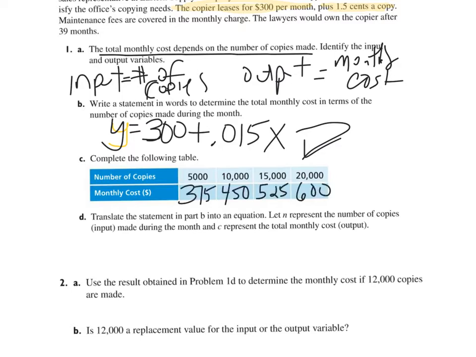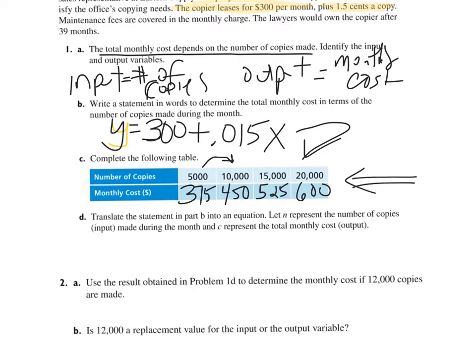I actually put in my calculator the first two values and realized that these kept going up by 5,000 copies. And every time we went up by 5,000 copies, the cost went up by $75. So to get the last two values, I just added $75 to 450, and then I added it to 525. So this is what your table should look like.